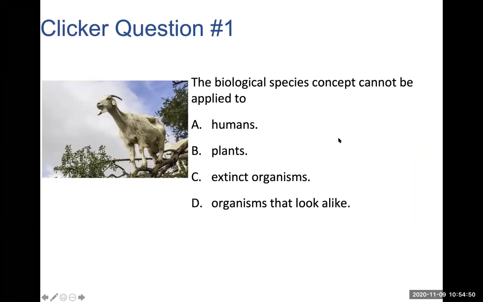Okay, you guys have a question there. The biological species concept cannot be applied to C. So you guys all got that. It's extinct organisms, because we don't have them here. We can't see if they can reproduce, or if their offspring can reproduce again.